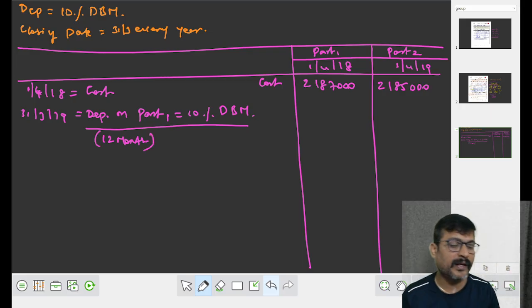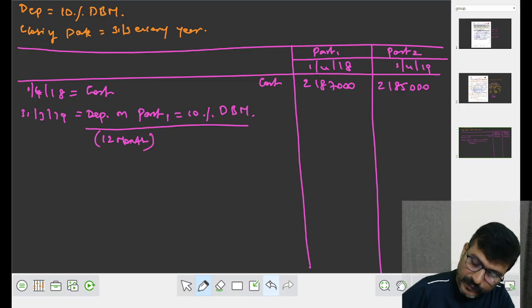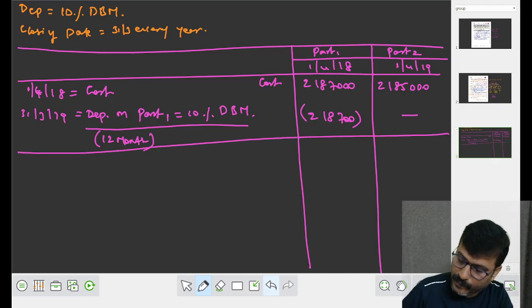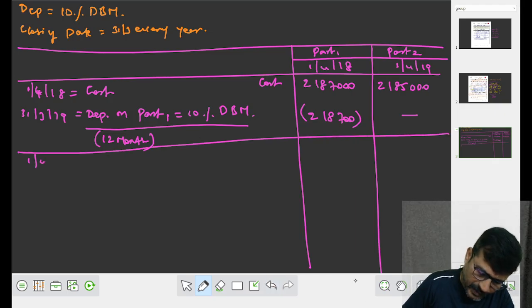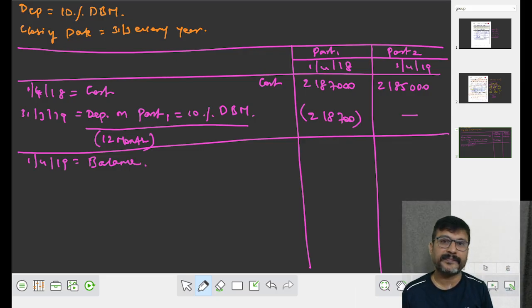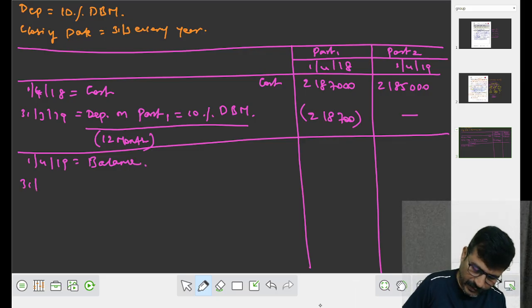Use a calculation and work out how much you are getting. 2,18,700. Now let me write 1st April 19. Now I got a balance. What is the closing date? 31st March 20.